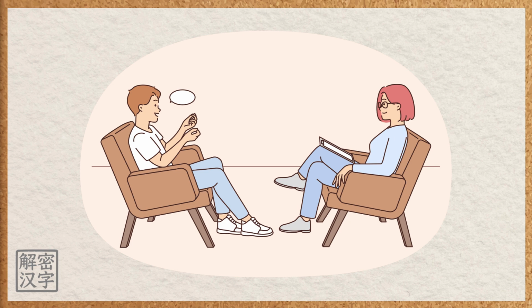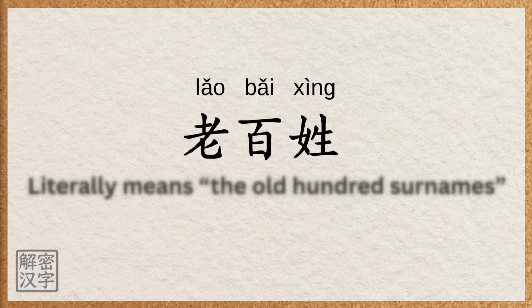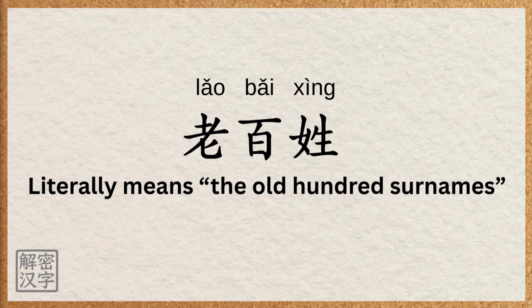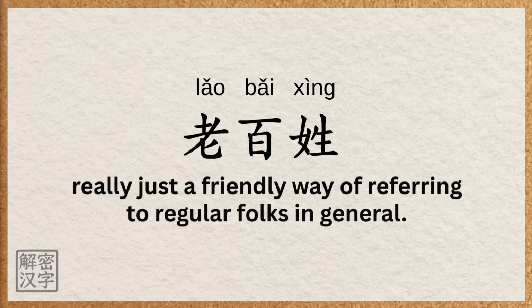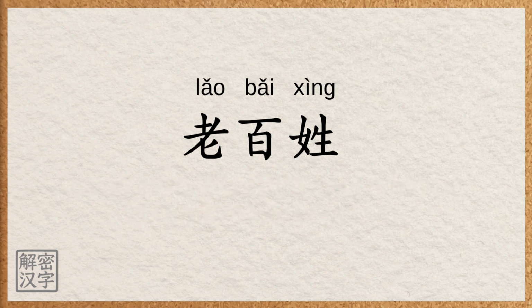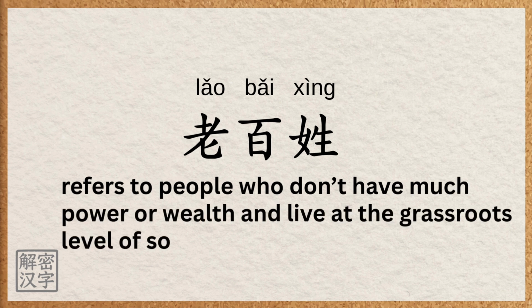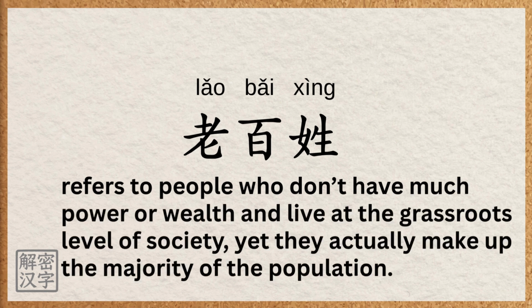In daily conversation, you'll often hear the phrase 老百姓. Literally, it means the old 100 surnames, but it's really just a friendly way of referring to regular folks in general. In China, 老百姓 refers to people who don't have much power or wealth and live at the grassroots level of society, yet they actually make up the majority of the population.